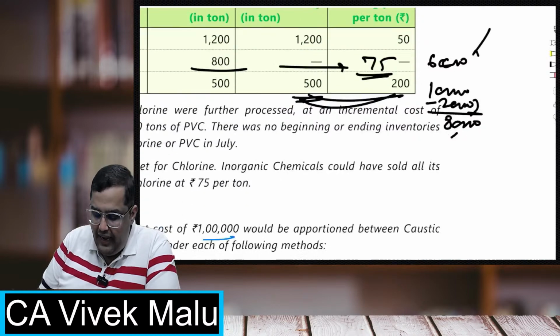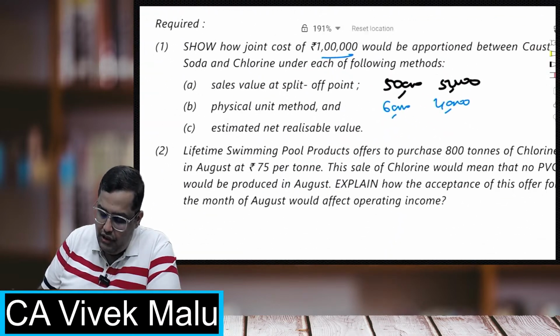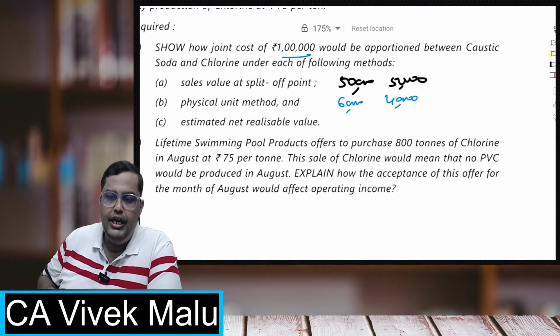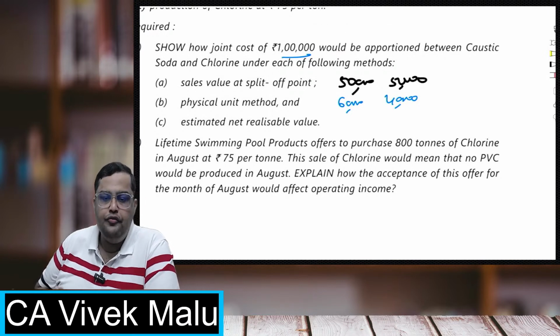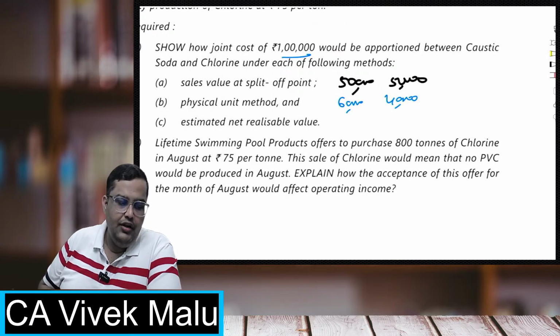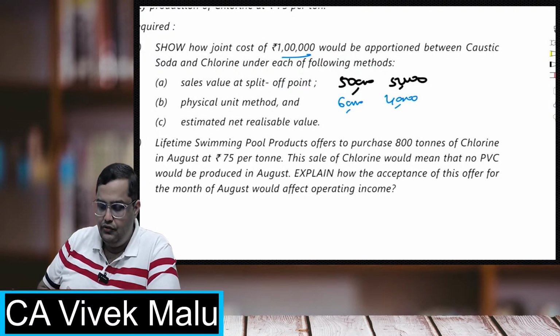So if I accept the offer for producing, for selling the chlorine, then I will make a loss of 20,000 rupees. My operating income will get reduced by 20,000 rupees. Okay, now is this clear?